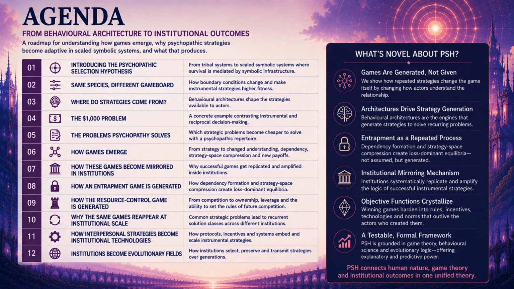So I'm going to build the psychopathic selection hypothesis from the ground up. I'll start by defining symbolic selection and asking what changes when the same human organism moves from small reciprocal groups into scaled symbolic systems like markets, corporations, and financial systems. So I'm going to introduce all of these concepts. My hope is that you maybe looked at the essays or you've become familiar with the book to some extent, but I will be defining a lot of these concepts as we run through.